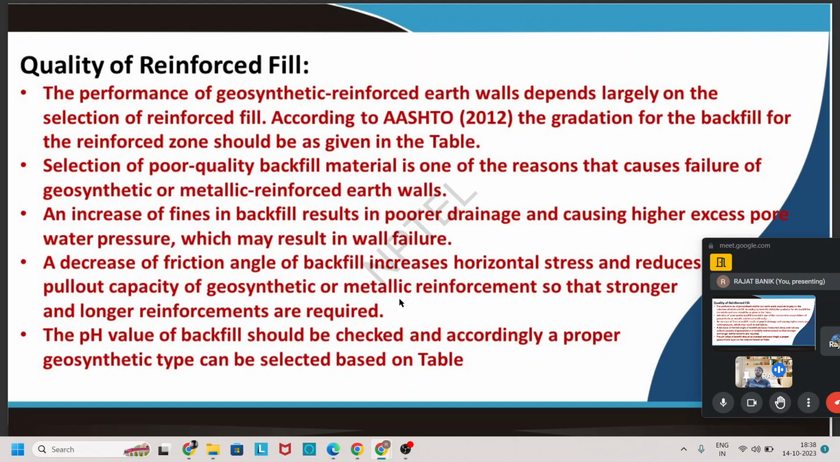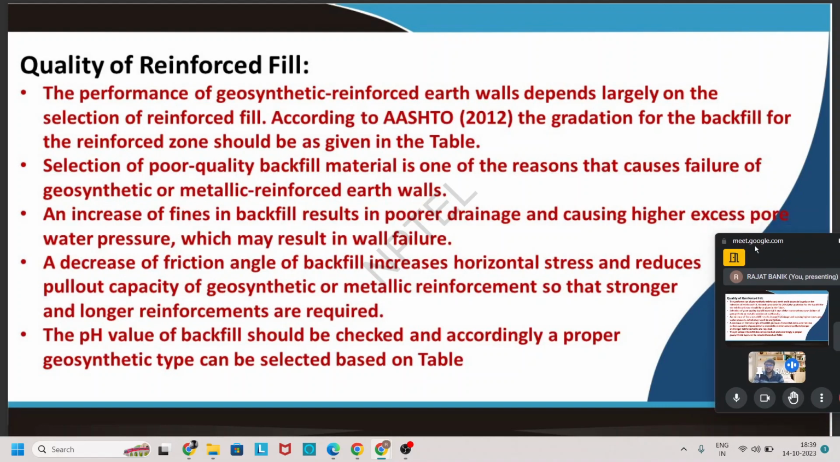Then the selection of poor quality backfill material is one of the reasons that cause failure of a geosynthetic or metallic reinforced earth wall. An increase of fines in backfill results in poorer drainage and causes high excess pore water pressure, which may result in wall failure. A decrease of friction angle of backfill increases the horizontal stress and reduces the pull-out capacity of geosynthetic or metallic reinforcement, so stronger and longer reinforcement is required.